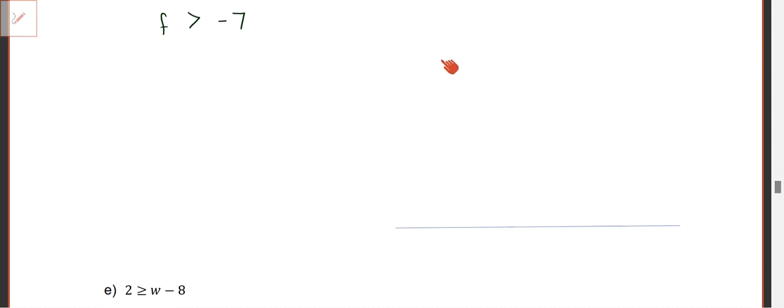So down here on the line, we would have minus 7. We have a circle. Do I fill it in or not fill it in? Don't fill it in. And I want f is greater than, so that's that way.